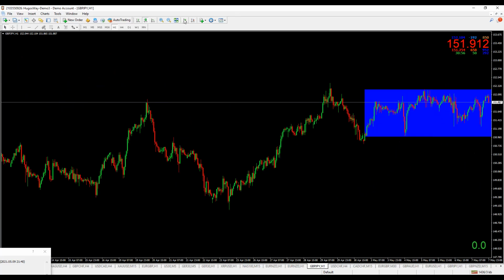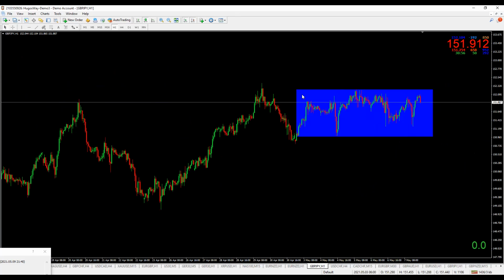We did talk about this box earlier on, the price action in this box. And we did say that if on one time frame it is in a range or consolidating, when we go to a lower time frame, we might be able to actually get a trade. Now, this is the 1 hour. Let's drop to the 5 and see what happens.